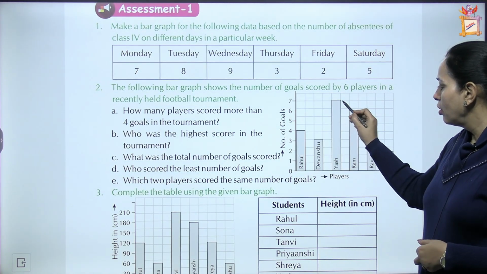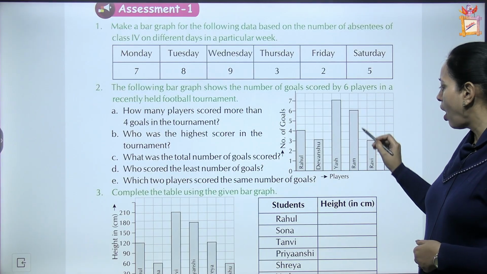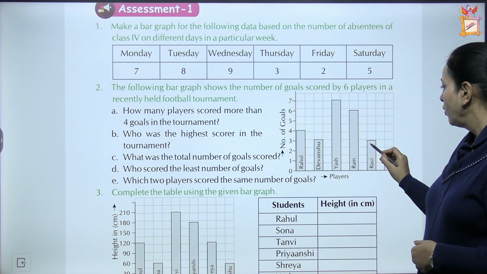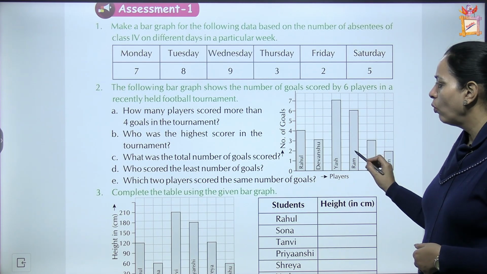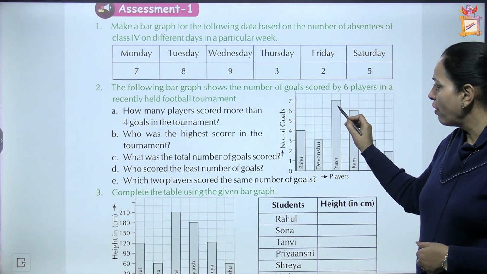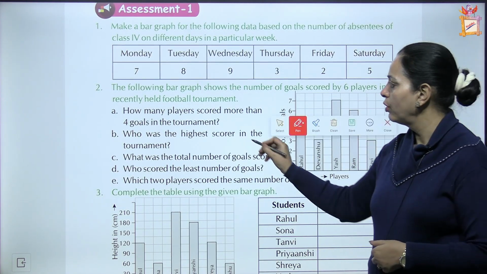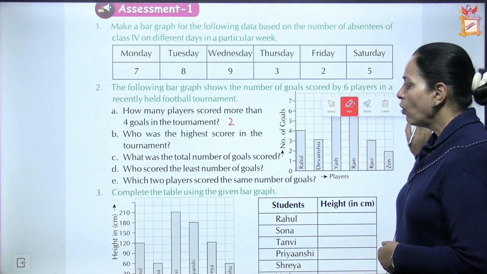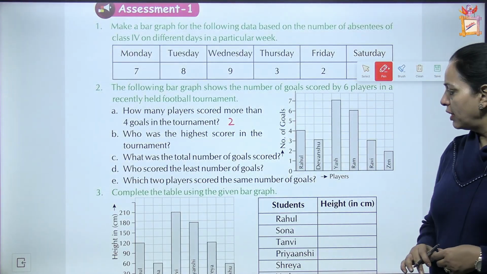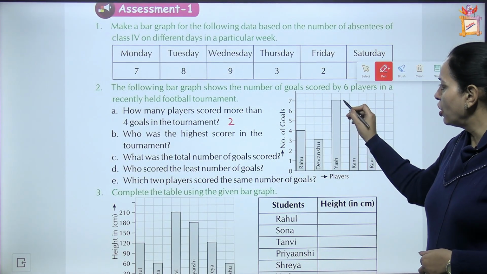So see, Yash, Ram, and okay, only 2, Yash and Ram, more than 4. So 2 players. Who was the highest scorer in the tournament? सबसे ज़्यादा score Yash.